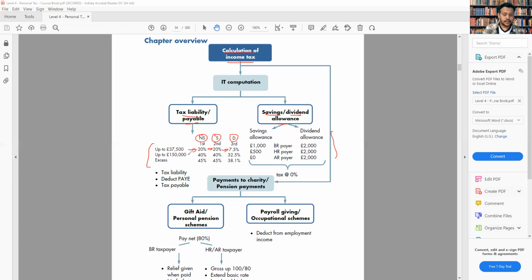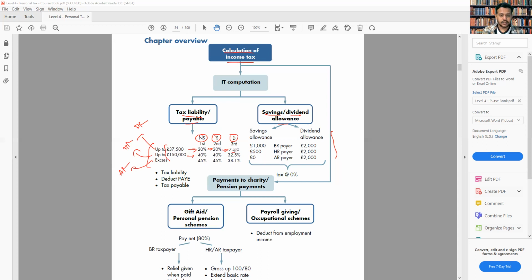Up to 150,000, we call it the higher rate. So the first one, we have the basic rate or basic band, this one is the higher rate or higher band, and this one is called the additional rate or additional band. So up to 150,000, the tax rate will be 40%. The difference between 37,500 and 150,000, the tax rate will be 40%. And for the savings, 40%.